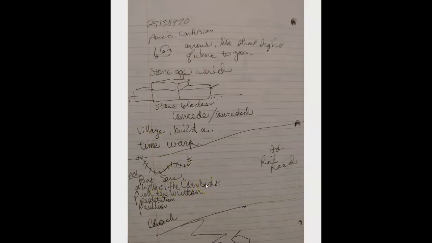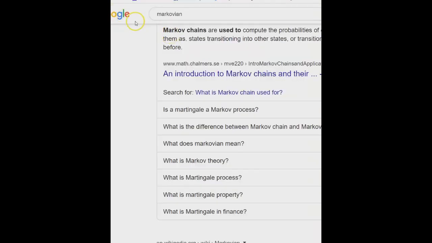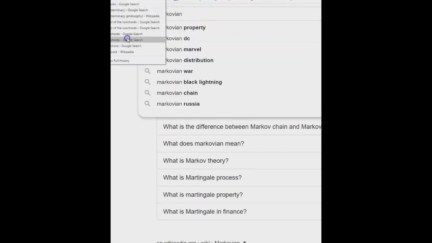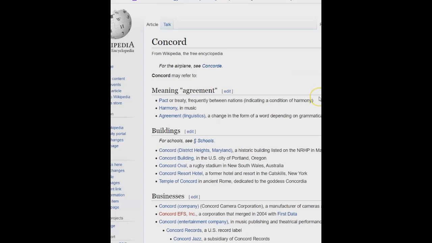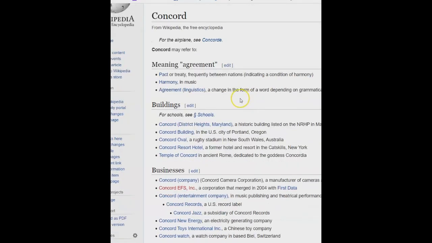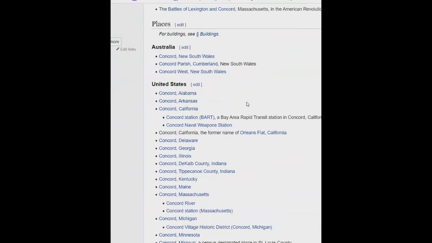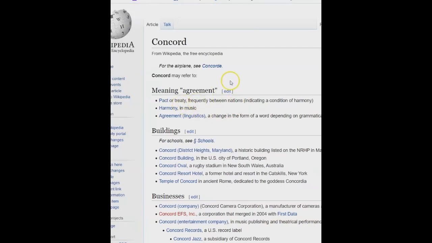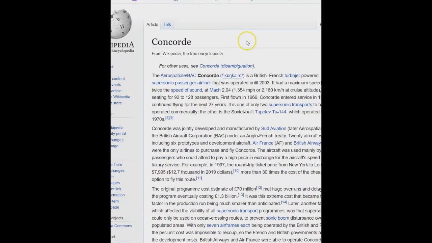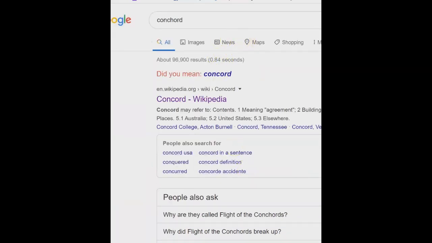Flight of the Conchords. Concord. Let's look that up. I know the TV show. Concord. I'll look that up again. It's a pact or treaty frequently between nations. Harmony in music. Harmony, agreement in linguistics. A change in the form of a word. No. Something else. Yeah. Pact or treaty. Concord jet. Alrighty.